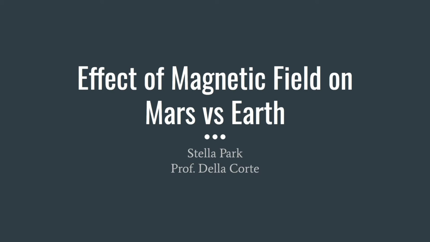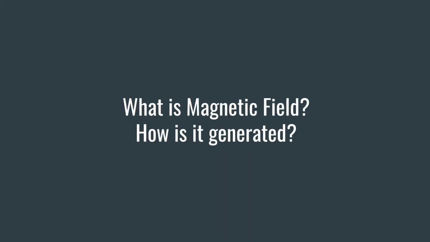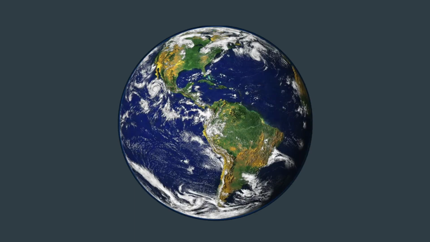And my teaching project has been on effects of magnetic field on Mars versus Earth. So first, what is magnetic field and how is it generated? To look at the magnetic field and how it affects, we need to look at how it's formed and what kind of requirements are required for a planet to generate those magnetic fields.